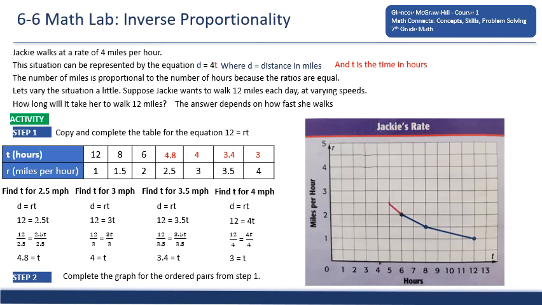So we have our graph, and we're going to plot out hours, which is about 4.8, and that would be 2.5. And then if we look at 4 hours is 3 miles per hour. And then we have the next one is 3.4 and 3.5, and then we have 3 and 4.